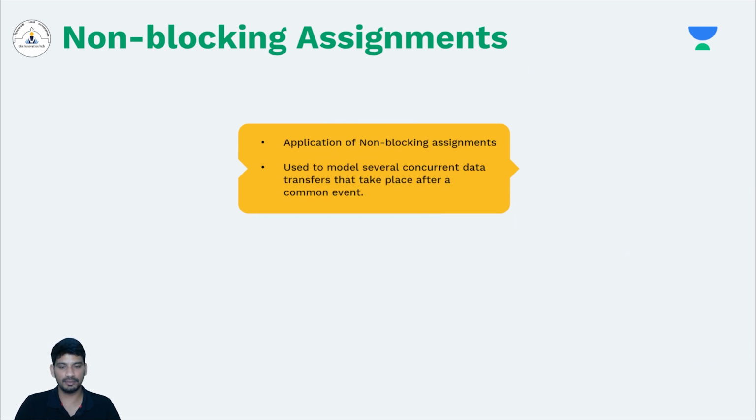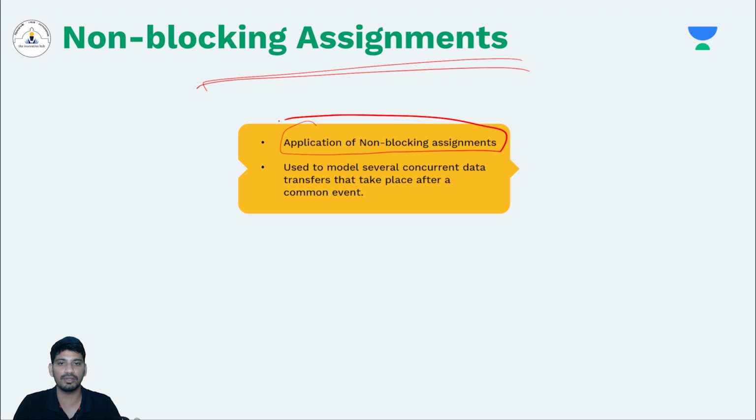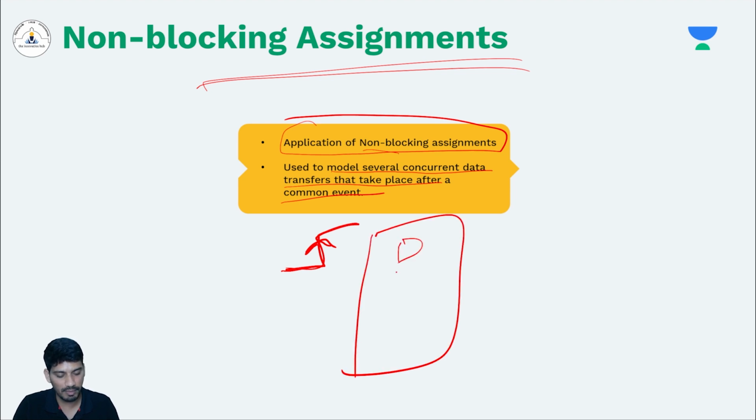So let's take an application where non-blocking assignments are used. Usually the non-blocking assignments are used to model several concurrent data transfers that take place after a common event. You have a common event, let's say my clock is turning from 0 to 1. At this particular common event, let's say, same example, if you want to execute all these three data statements at the same time, you can use non-blocking assignments instead of blocking assignments. Okay. So that is the purpose of non-blocking assignments.